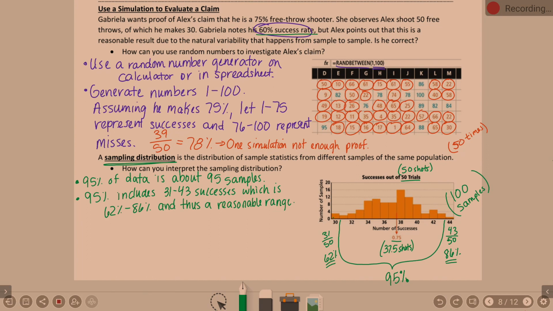And so, to summarize, a player who shoots 75% can reliably be expected to make 62 to 86%. So, Alex is likely not a 75% shooter. Okay, that's the other piece I'm going to put here.